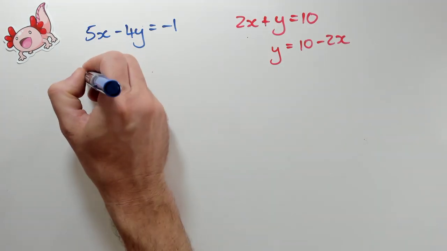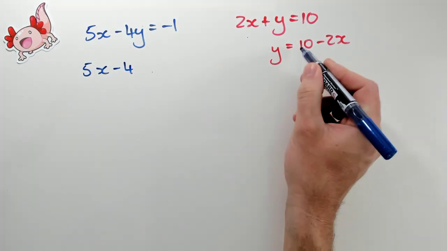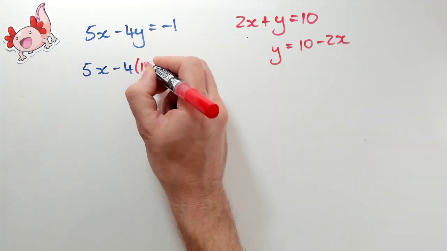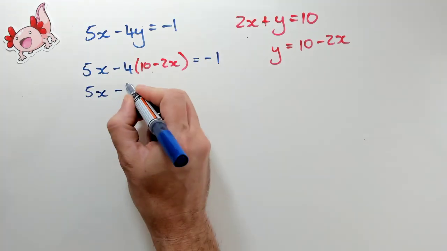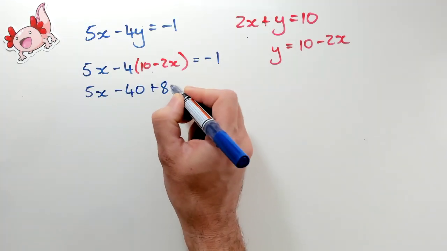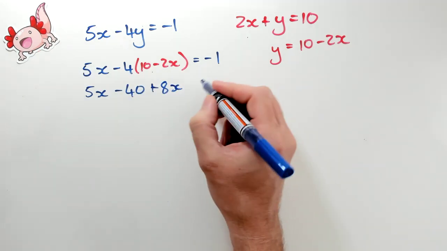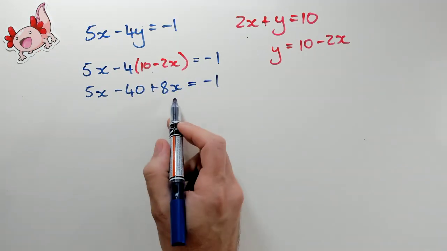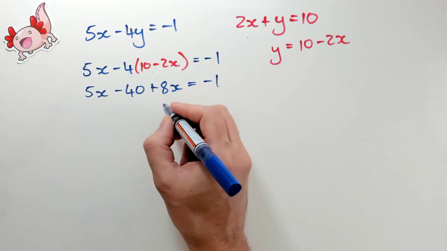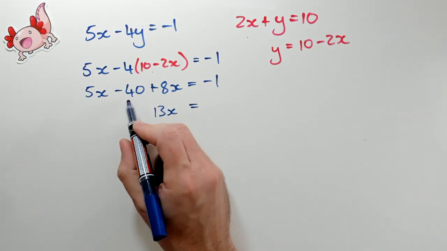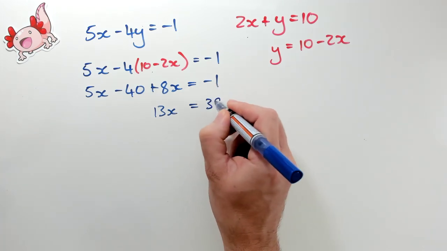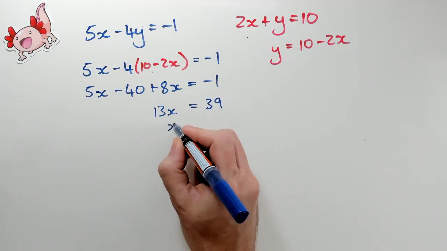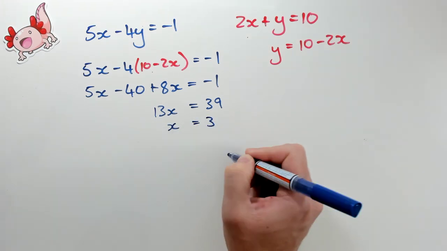So 5x minus 4y is this whole thing, 10 minus 2x, and this is equal to -1, and then I just multiply. So 5x minus 40 plus 8x. Remember, it's a minus times a minus, so that's a plus. And then minus 1, we have, let's say, like terms. 5 and 8 is 13 the last time I checked. Going to add a 40 on both sides, so this is going to be -1 plus 40, which would be 39. And then I'm going to divide by 13 to get x is equal to 3.